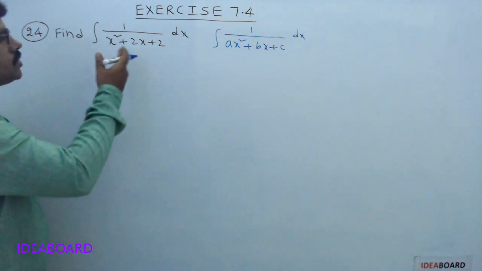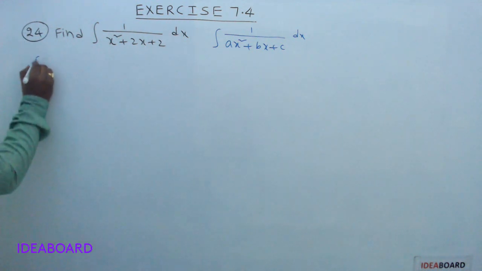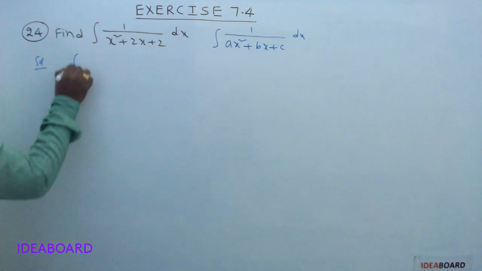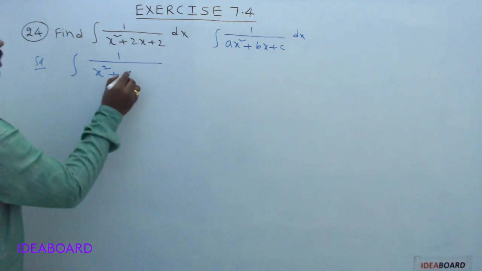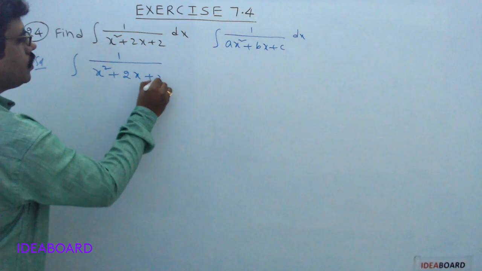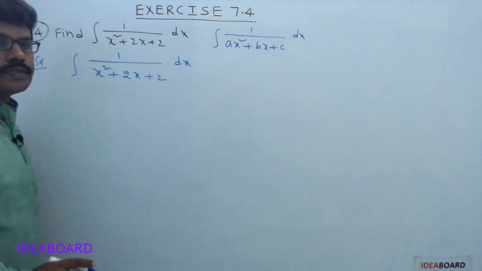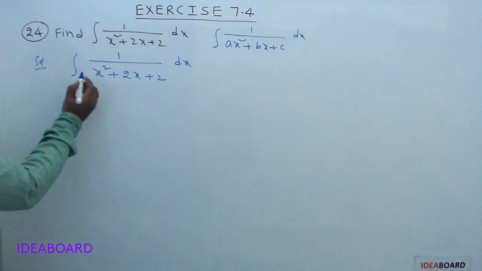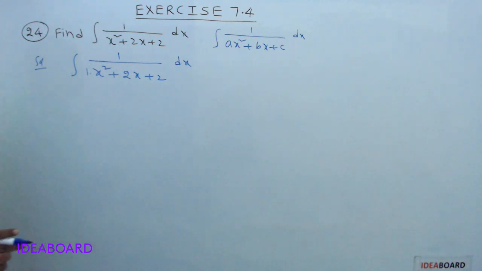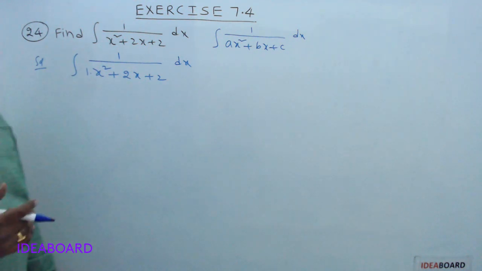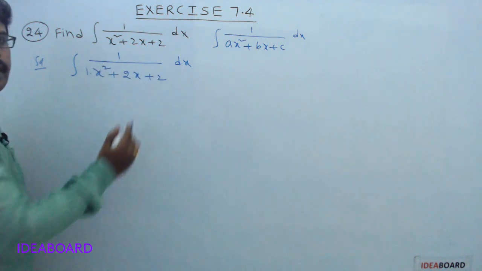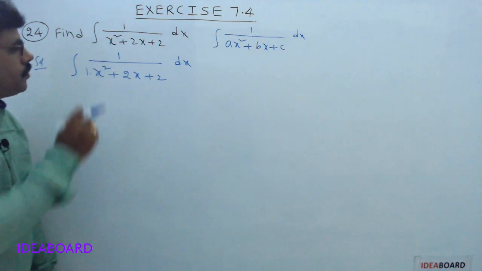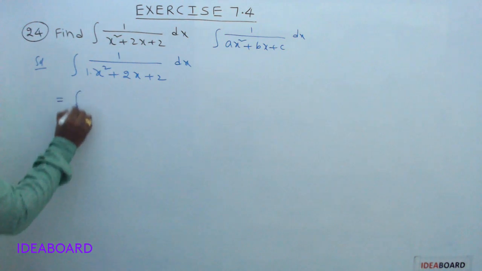Now come to the solution of this problem. Write down the given problem. Integral 1 divided by x square plus 2x plus 2 dx. Here clearly x square coefficient is a 1. Then what is our step 2? Try to make this denominator expression as a perfect square. Now come to that one.